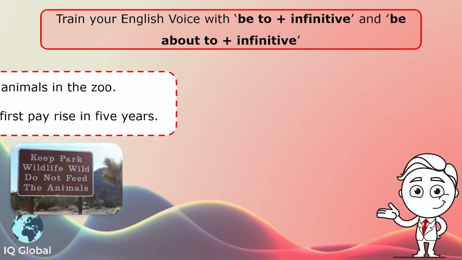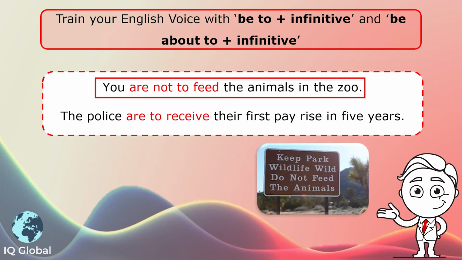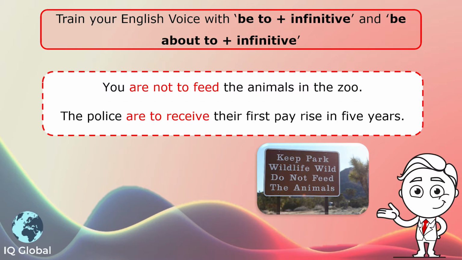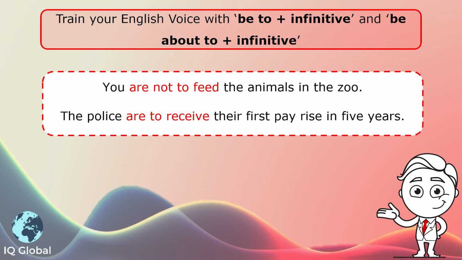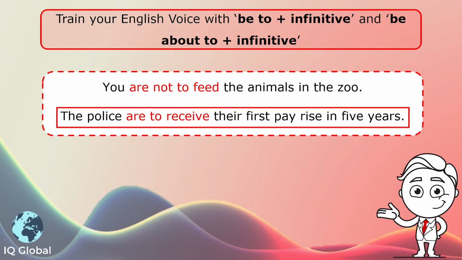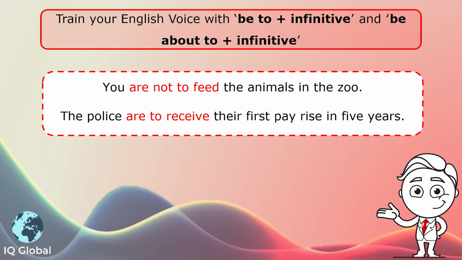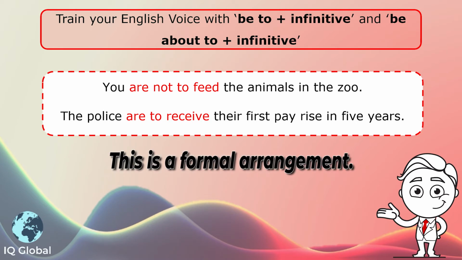So the first example, you are not to feed the animals in the zoo. What's the order? Not to feed. The second example, the police are to receive their first pay rise in 5 years. This is talking about a formal arrangement. It's not very personal. The police are to receive. The arrangement is they will receive their pay rise.